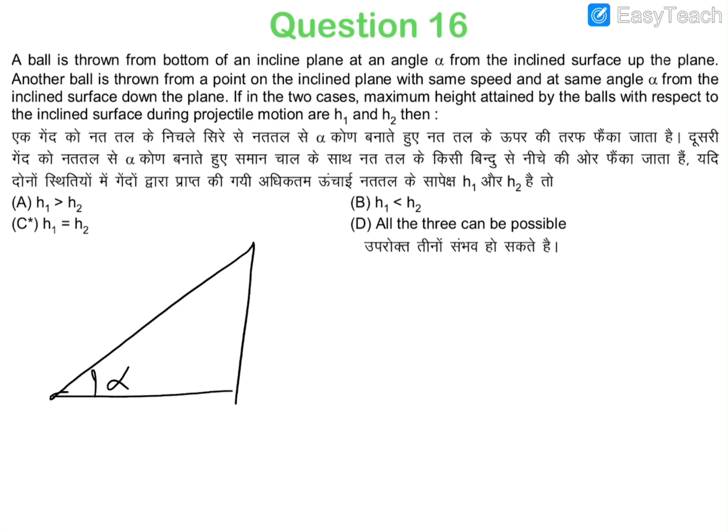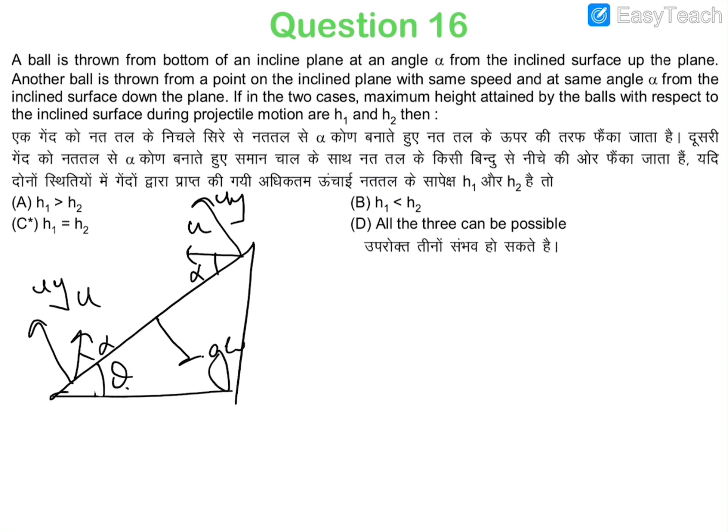See, obviously, this is not alpha. It is given that two balls are projected with the same speed. So you can see that in the two cases uy will be the same, and obviously if this is theta, then g cos theta is the same for both of them, so the height would be the same for both of them. You can refer to the formula of height on the inclined plane. Now we move on to the next question.